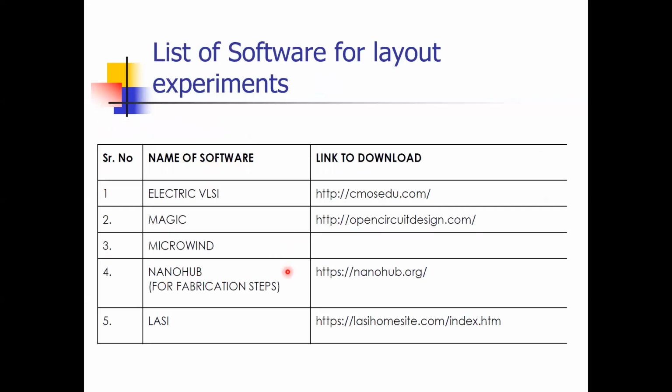This is the list of software for layout experiments: Electric VLSI. These are all open source software: Magic, Microwind, NANOHUB, LASI. Microwind is not open source, but you can find a cracked version of it. Okay. These are the links. I'll copy these links below. You can copy these links from the description.